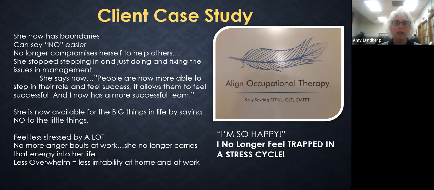She was able to say no and not fear the confrontation or the conflict or what the other people would think of her. Judgment, also huge for all of these women that I gave examples of. Fear of judgment, what others will think, as well as myself. Process that one big time. No more angry bouts at work. No longer carries that energy into her life. Less overwhelmed, less irritable at home and at work, by working through this fear, this thinker defense, this rule keeper defense, by working through the chakras that kept her in this hamster wheel, this chronic stress pattern. And she no longer feels trapped in the stress cycle.